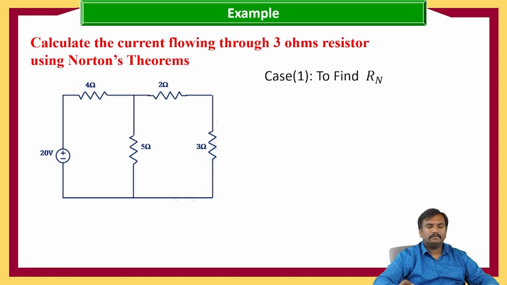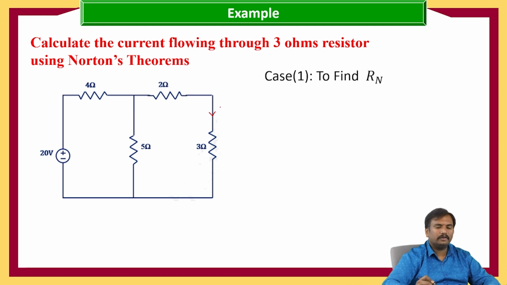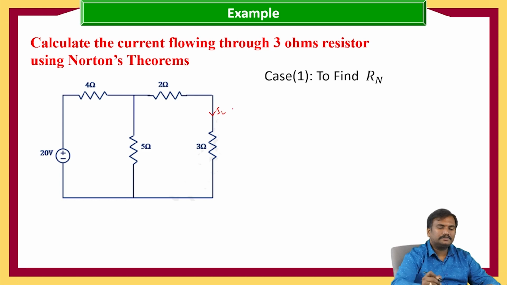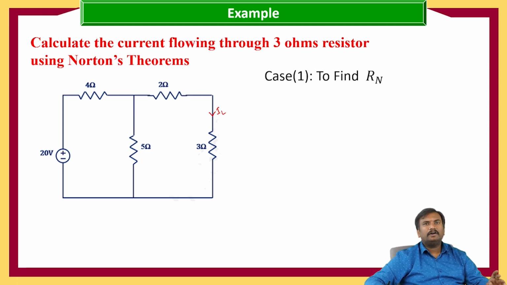And the next problem is we need to calculate the current flowing through the 3 ohm resistor using Norton's theorem. So in order to calculate the Norton's resistance Rn, what do we have to do? We have to replace the sources with 0, that is, the voltage source replaced with a short circuit and the current source replaced with an open circuit. And we need to open circuit the load terminals.